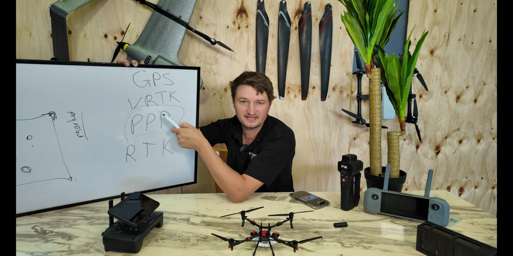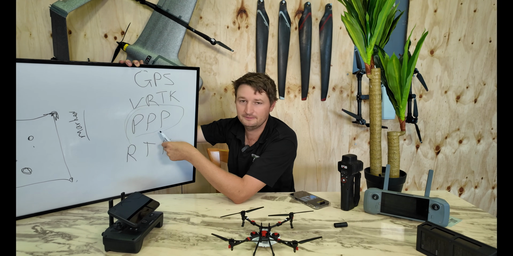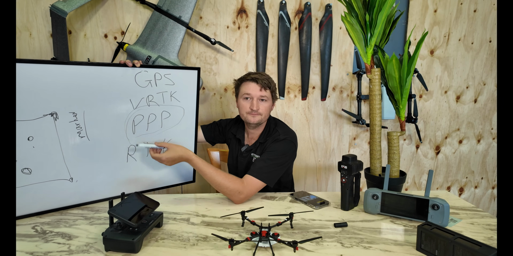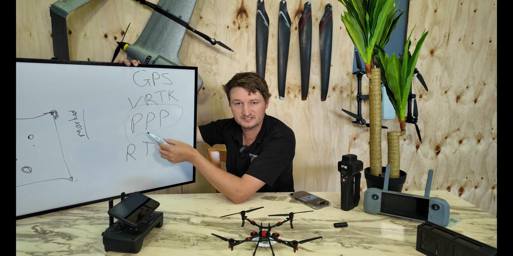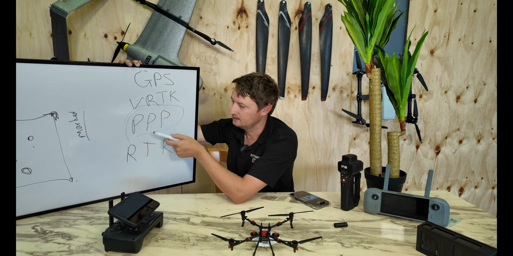VRTK will last active for 2 to 3 hours. PPP will last active for the whole day. And when you come back, it'll also be the same. It won't move, nothing will move.